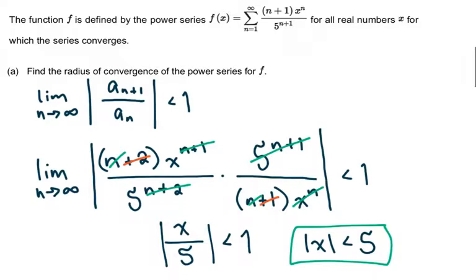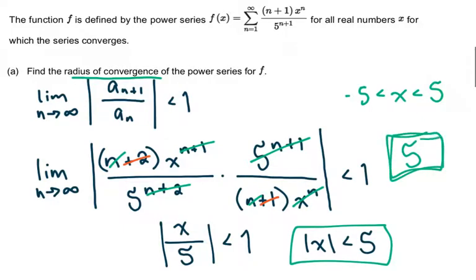Some of you wrote it as the interval. So some of you wrote negative 5 to 5, which is fine. If it asks for the interval, make sure you're showing work of testing those endpoints. But since it's just asking for the radius of convergence, you can just write 5 as your answer, and that's just fine.